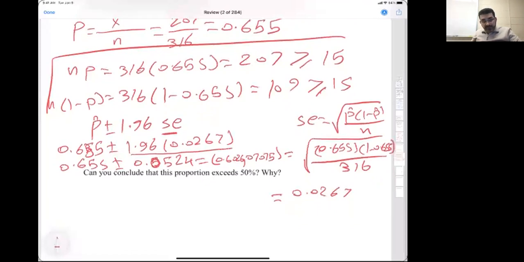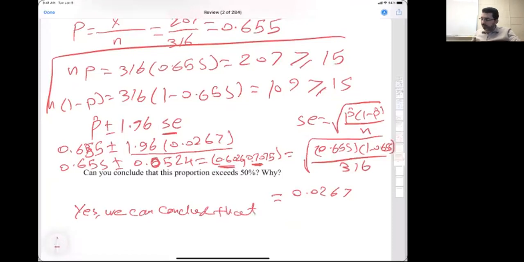Can you conclude that this proportion exceeds 50%? To answer this question, look at the lower limit and the upper limit of the confidence interval. The lower limit is 0.60, or we can say 60.26%, and the upper limit is 70.75%. Both are greater than 50%, right? So yes, we can conclude that.